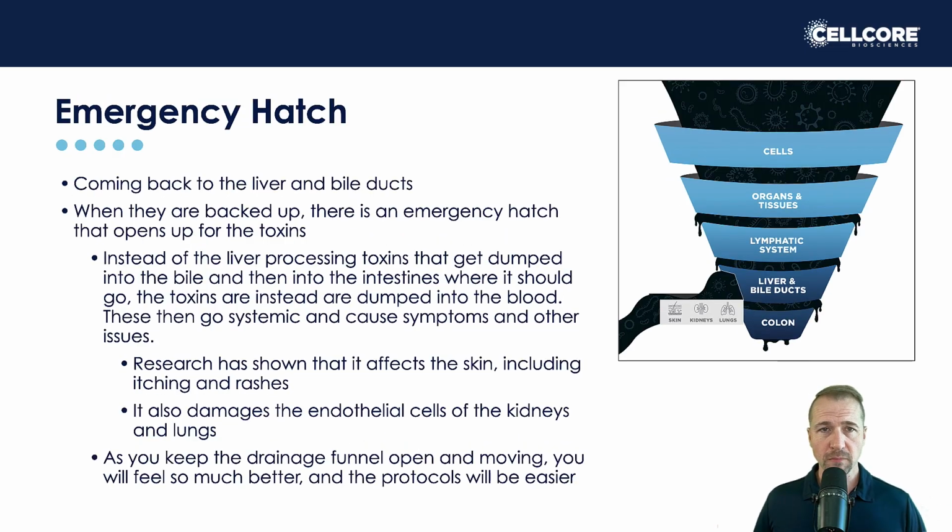So now let's look at when the system gets backed up. So let's say the colon's backed up. Then automatically that's going to back up the liver and bile duct system, which is going to back up lymphatic. And you can see it's kind of overflowing in the image, right above. But what happens on that image is this little emergency hatch opens up. The emergency hatch is how the body is trying to get rid of these things.